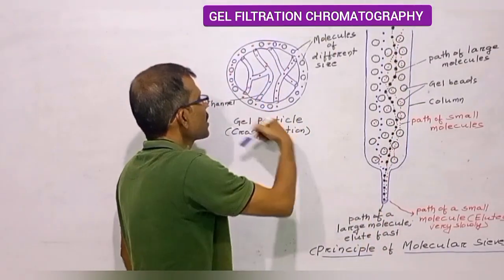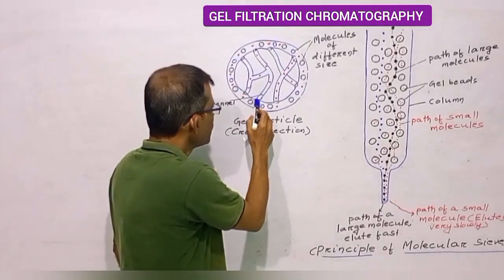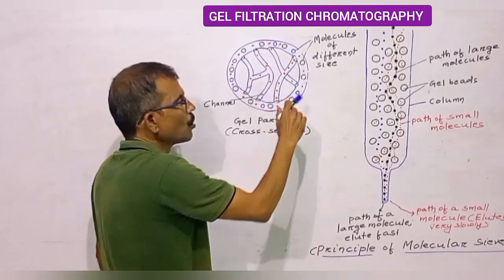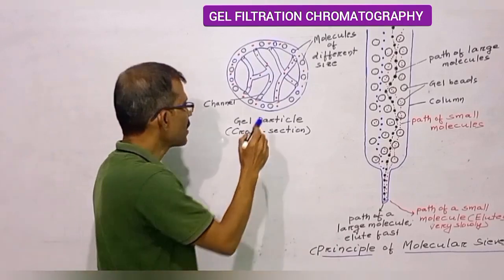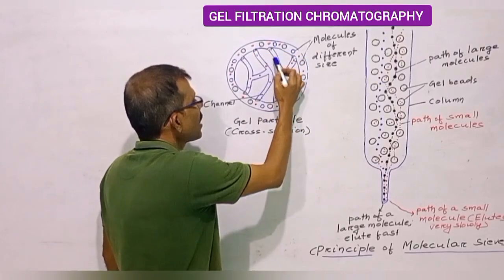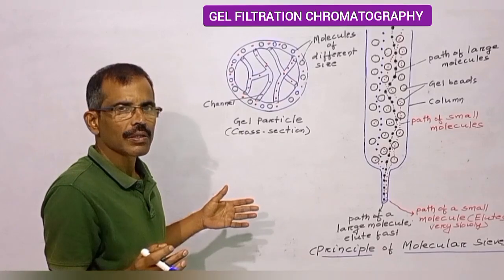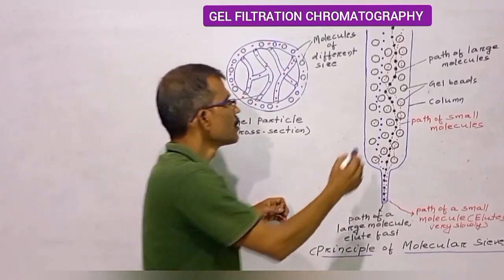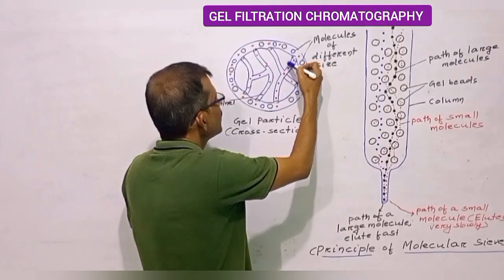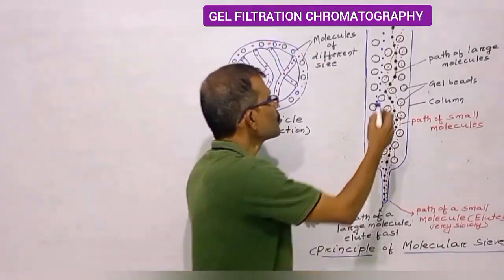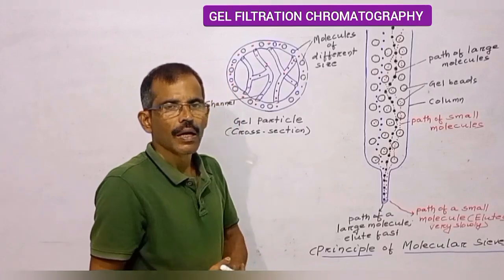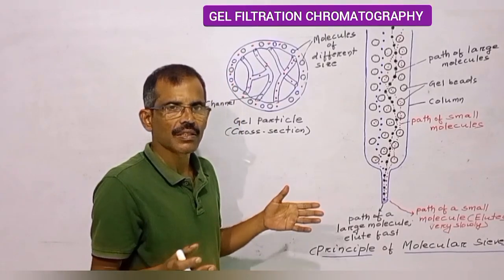This figure shows the cross section of a single gel bead. These are the gel pores and the bead is surrounded by molecules of different size. Only the molecules which are smaller than the pore diameter will penetrate into the gel pores and will move through the channels. Because of this, small molecules will take comparatively more time to come out of the column, whereas large molecules will not be able to enter into the gel pores and they will pass down the column directly through the interstitial spaces between the gel beads. Large molecules thus move with little resistance.